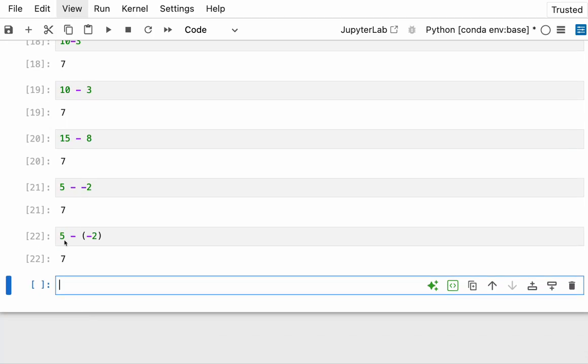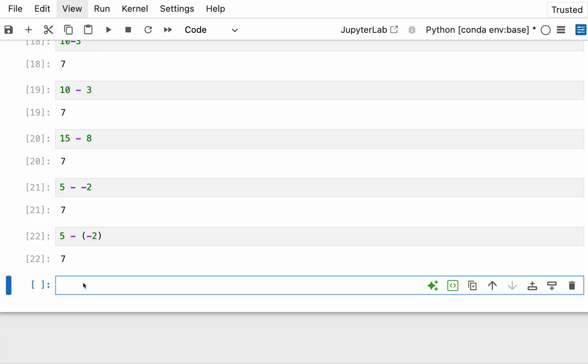But why are we getting 7? Well, this is not a math class, but I'll just talk about this briefly. The reason we are getting 7 is because when we do 5 minus and then the minus 2, the two minuses turn to plus. So this then becomes 5 plus 2 behind the scenes. You can try that with your calculator as well. So that's what you should get.